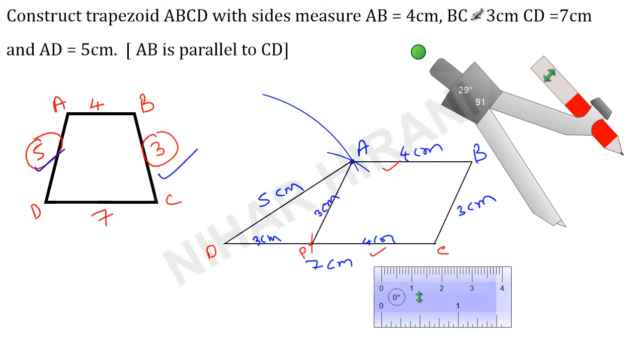The reason is, it's given in the question. AB is 4. So CD and AB are opposite to each other. So I wanted this 4, wanted this 3. You can keep it in your mind: if you want to make a trapezoid, you need to make a triangle first. You can see I made the triangle. So this is the end of the construction.